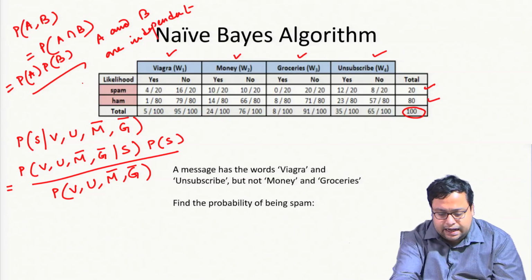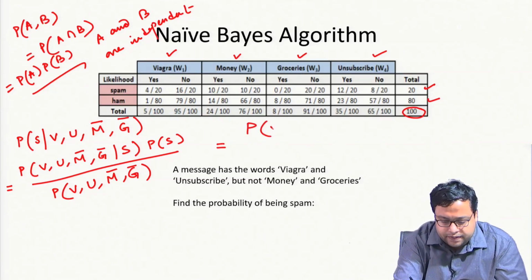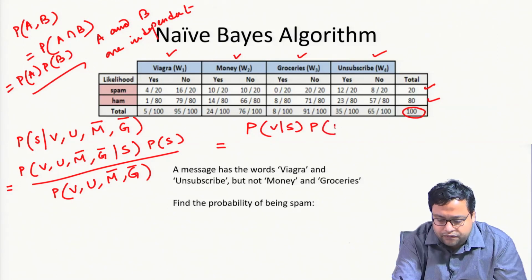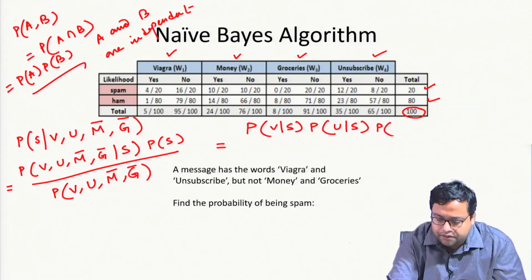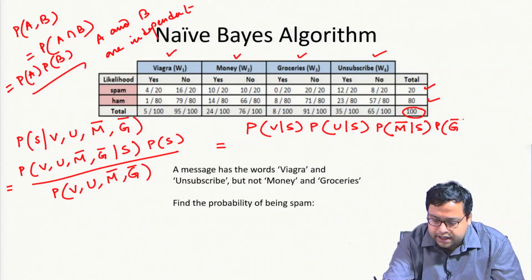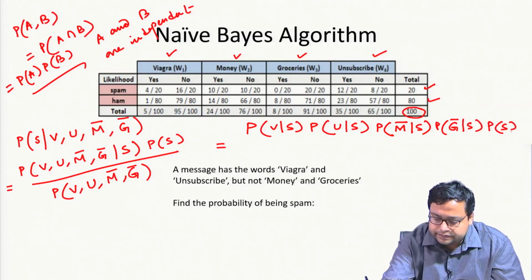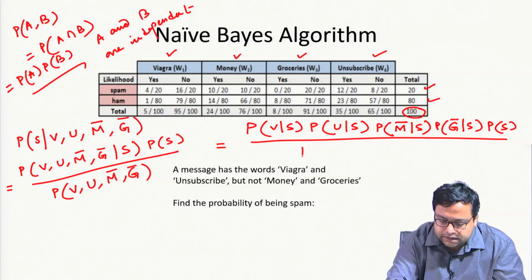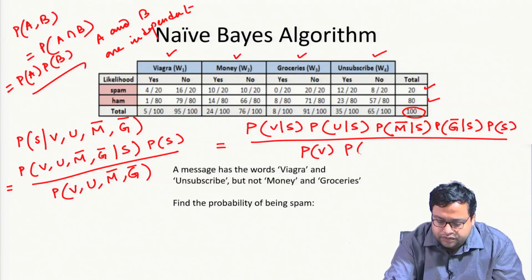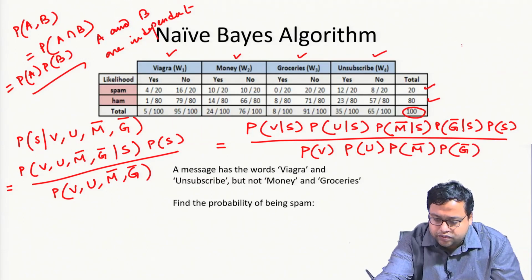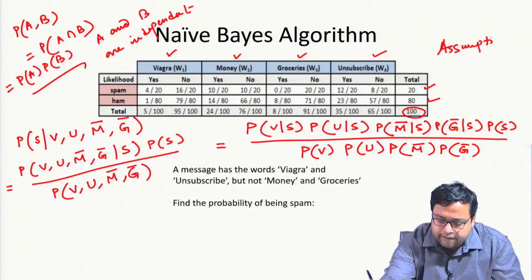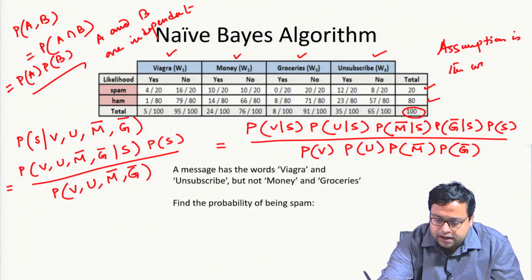So, using that, what I am writing here is P of V given S, P of U given S, P of M dash given S, P of G dash given S into P of S, divided by P of V, P of U, P of M dash and P of G dash. What is the assumption? You should write this thing. The assumption is the words are occurring independently.